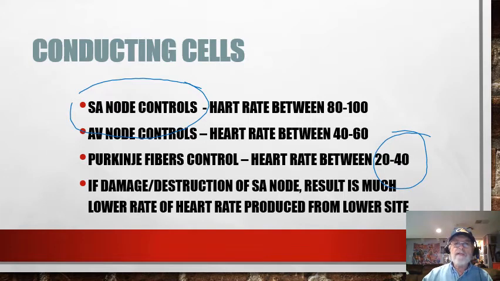Okay, so basically what we find is the more damage to the heart, when I start to lose the SA node, my resting heart rate is going to go down. If my AV node is damaged along with the SA node, I'm down to the Purkinje fiber level, which is between 20 and 40, which is far too little. So as I go to a lower site, the heart rate decreases.